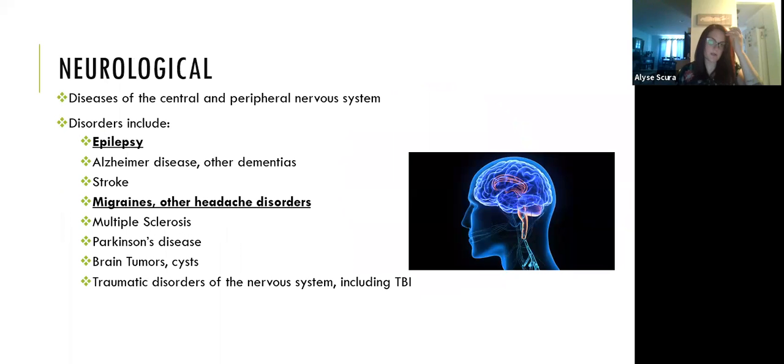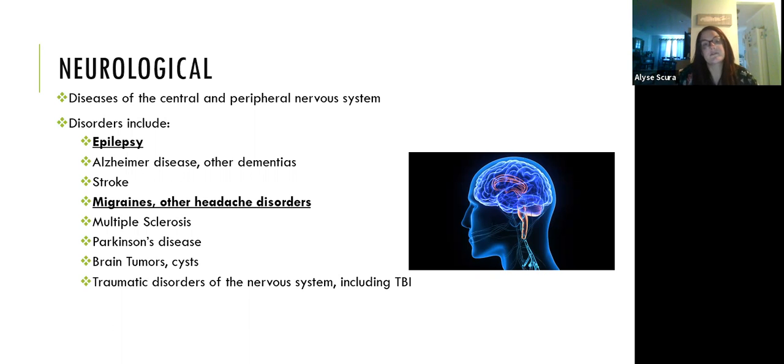Okay, so to move on to the neurological system, a very important one for us to discuss for this population. So neurological disorders are diseases of the central and peripheral nervous system. This includes the brain, the spinal cord, the cranial nerves, the peripheral nerves, the nerve roots, the autonomic nervous system, and the neuromuscular junction and muscles.